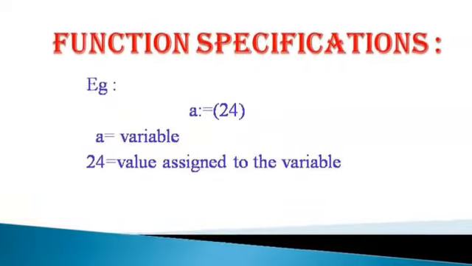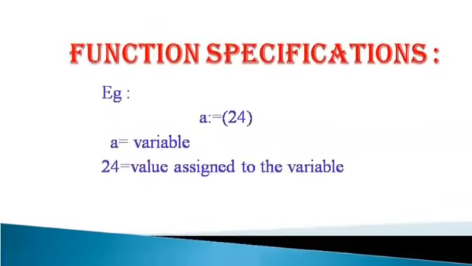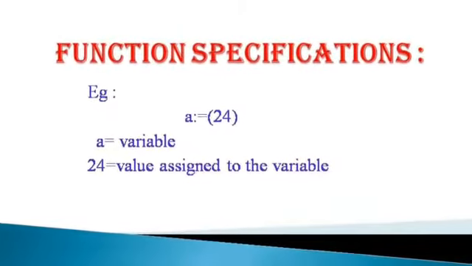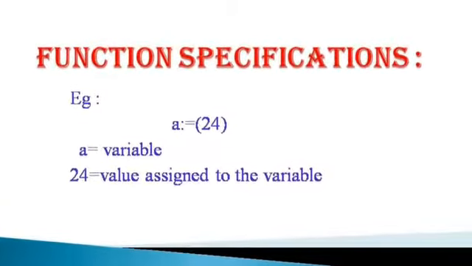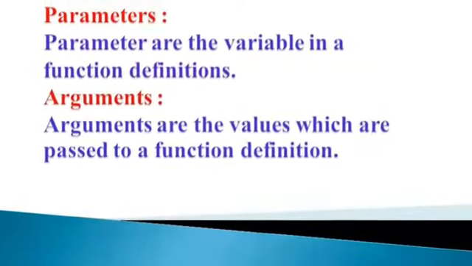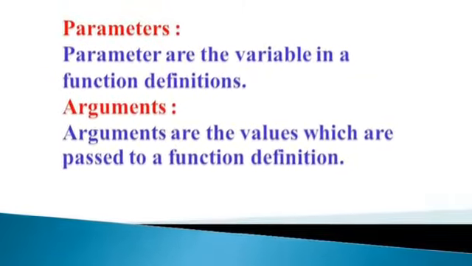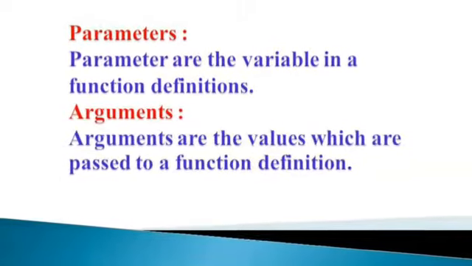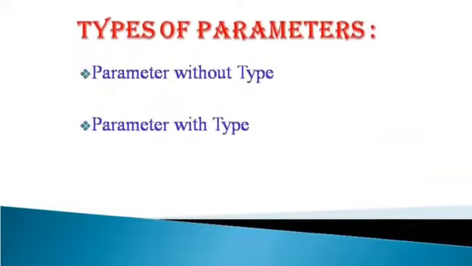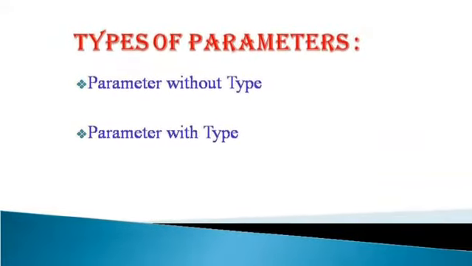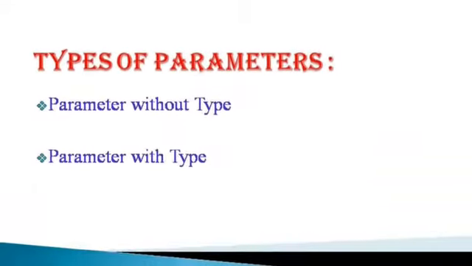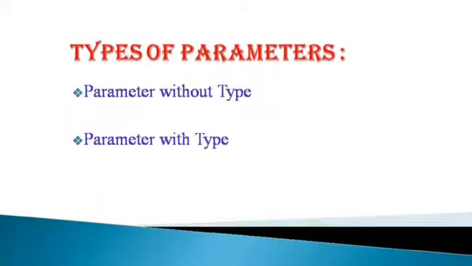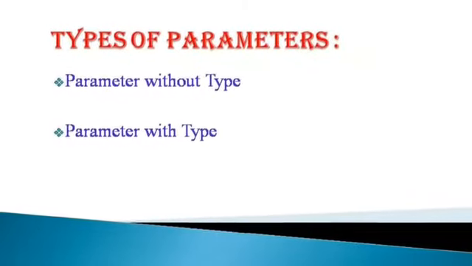A is equal to 24. Here A is the variable. Variables are called parameters. Values assigned to the variable are called arguments. So, parameters are the variables in the function definition. Arguments are the values passed to the definition. Now we will see the types of parameters used: parameters without type and parameters with type.